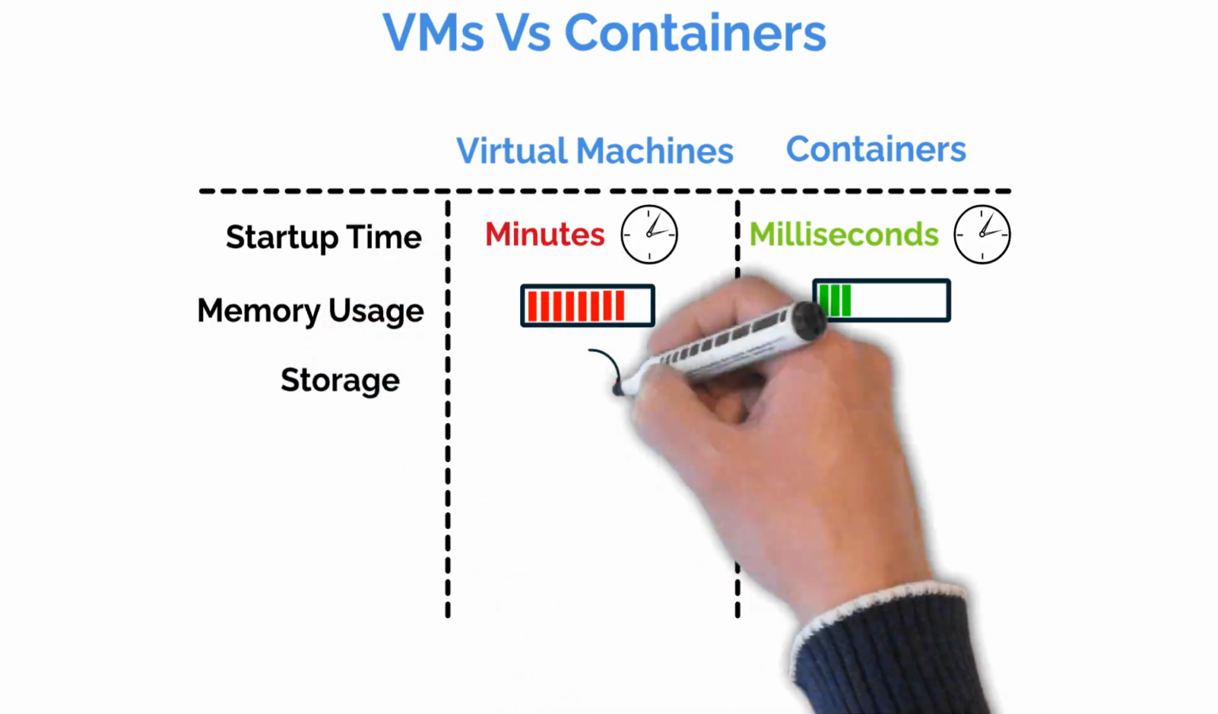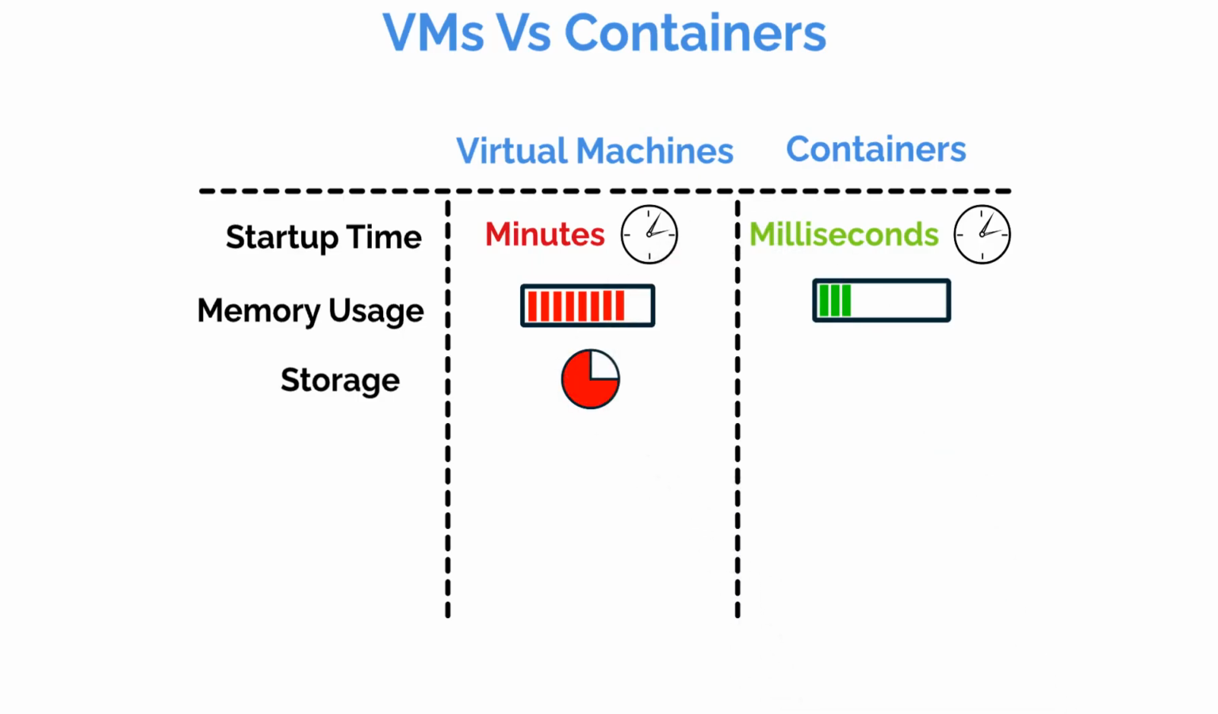Storage. VMs can take up gigabytes of space. Containers are much smaller, sometimes just megabytes or kilobytes, so they're easier to move around. Portability. Moving a VM from one system to another can be tricky due to OS and configuration differences. Containers are portable by design. They run the same way everywhere.